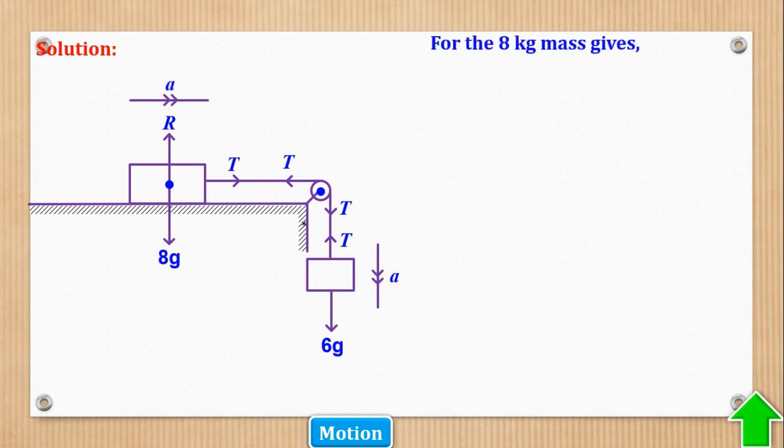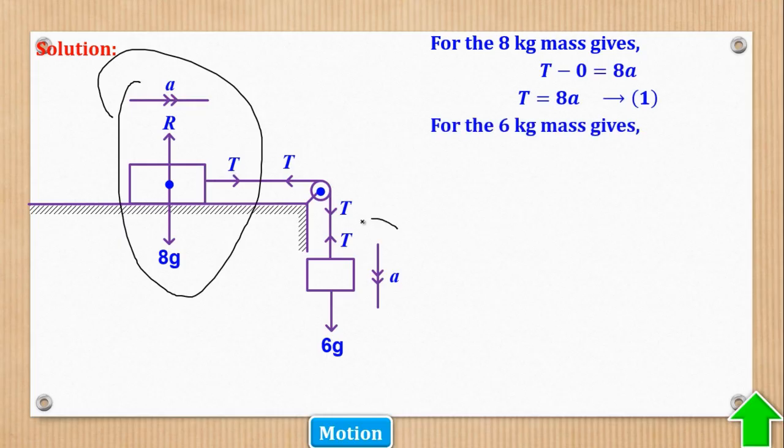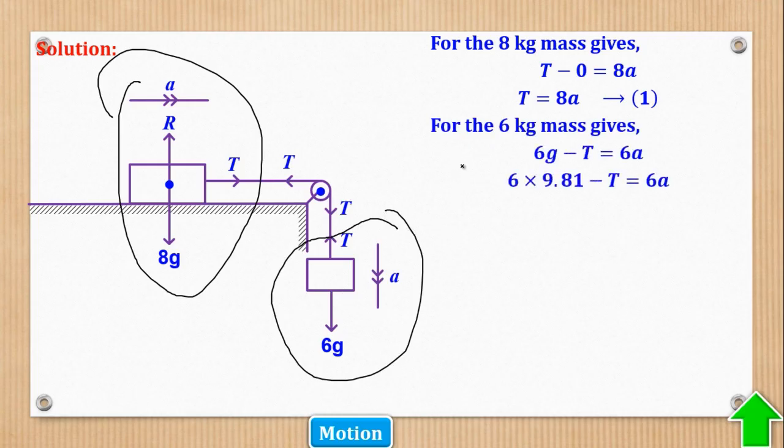So with that, we can go through F equals ma. For the 8 kilogram mass, the forces on the 8 kilogram mass are these ones. So it is T minus 0 equals 8a. So that gives you equation 1. Then for the 6 kilogram mass, the forces are these ones. So it is 6g minus T equals 6a. Then substitute for g, and so we have substituted for g to get equation 2.